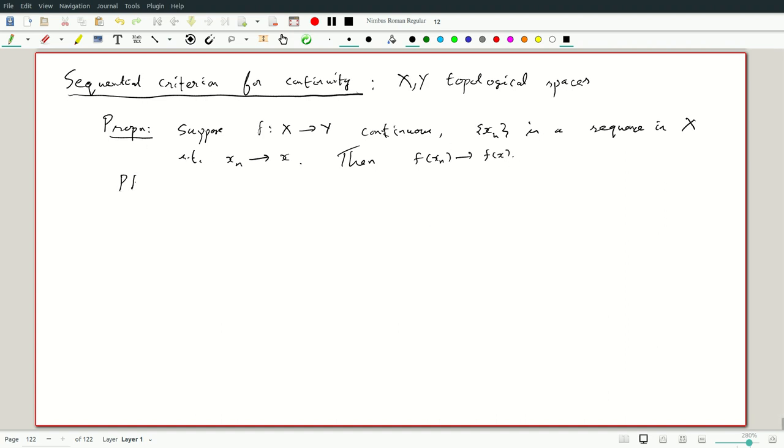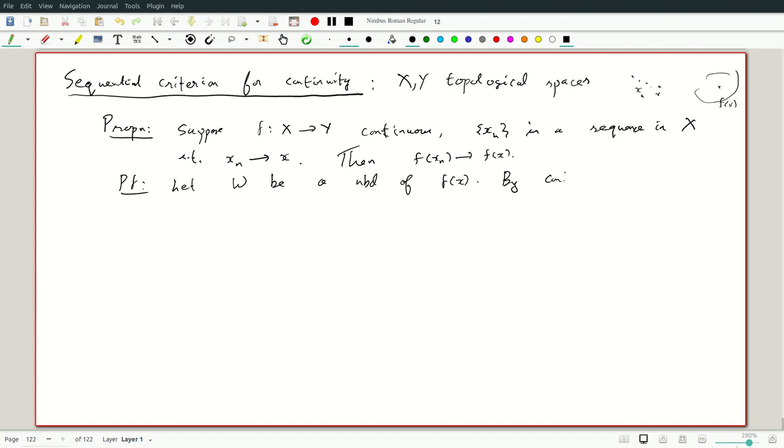Okay, for completeness, here's the proof. It's just like in analysis. We have x here, and we have Xn converging to it, and then we have the point f of x. And let's take a neighborhood of this. So let W be a neighborhood of f of x. We have to show that eventually f of Xn is contained in W.